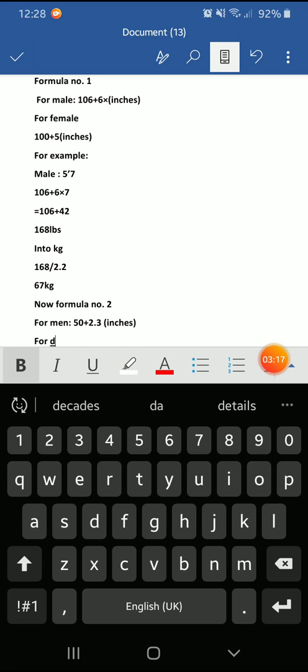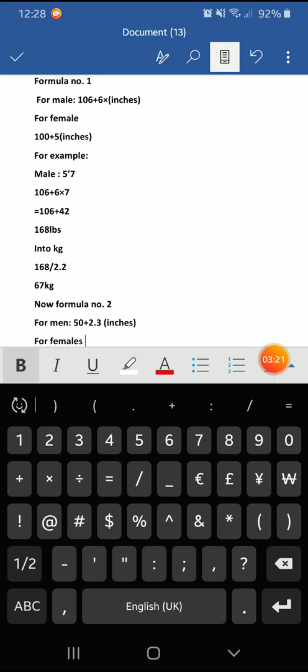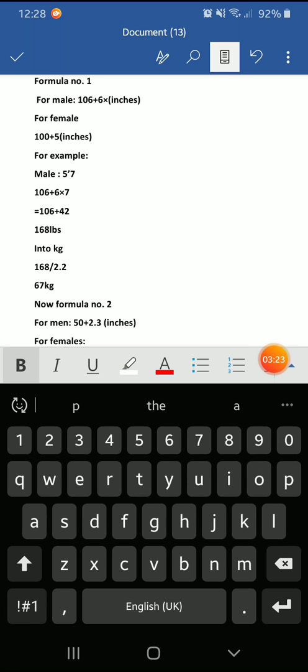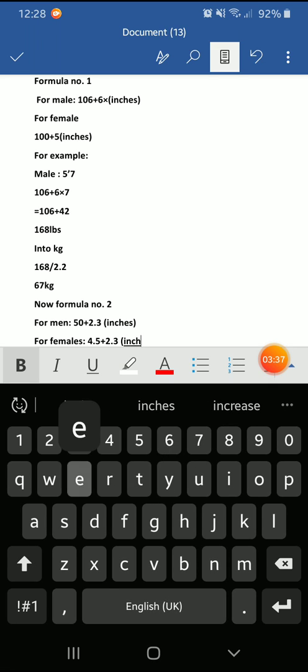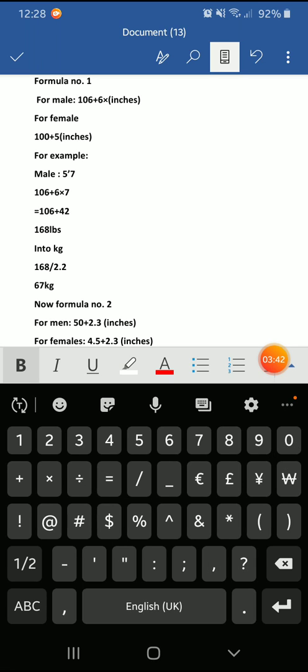For females, the formula is 45.5 for the height in feet, plus 2.3 into the height left in inches.